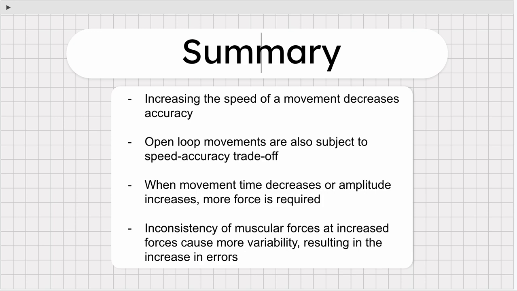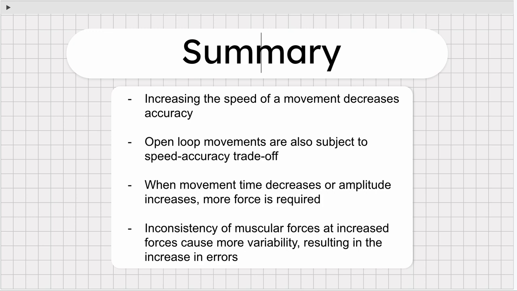Another fact is that open loop movements are also subject to speed accuracy trade-offs. So we know that closed loop movements are subject to it because it's the feedback that we receive, and that varies the time that it takes for us to maintain our accuracy between different distances of a target. But open loop movements without feedback are also subject to the speed accuracy trade-off.